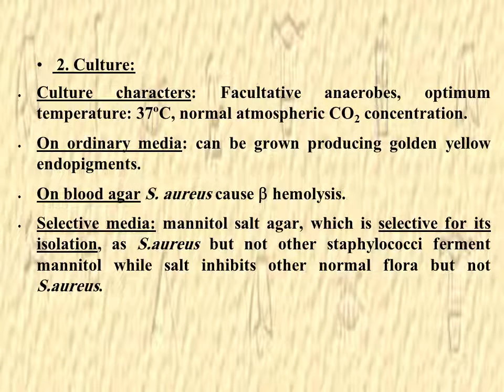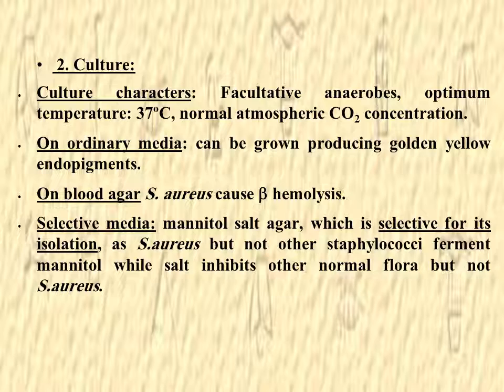What about the culture? We should discuss the culture characters. Regarding oxygen requirements, it is facultative anaerobe. The suitable temperature is 37 degrees Celsius. The amount of CO2 present in the atmosphere is sufficient to support the growth of Staphylococcus aureus. Regarding the types of media used, it can grow on ordinary media and produce a specific type of pigment which is golden yellow in color. It can grow on blood agar and produce beta hemolysis.